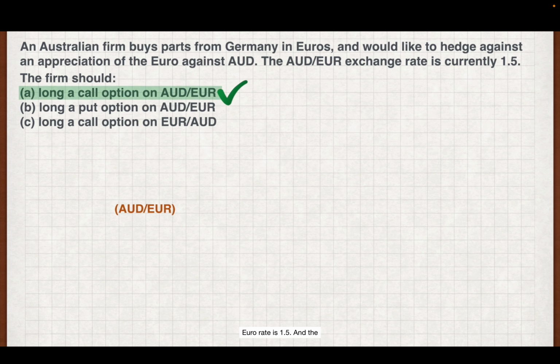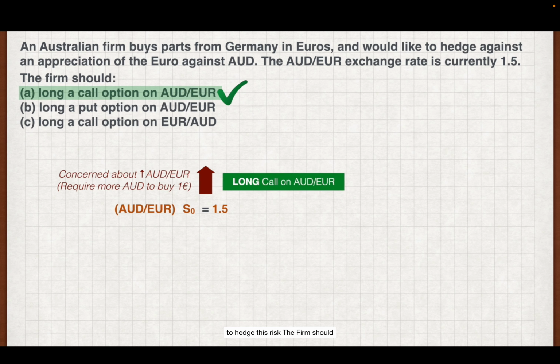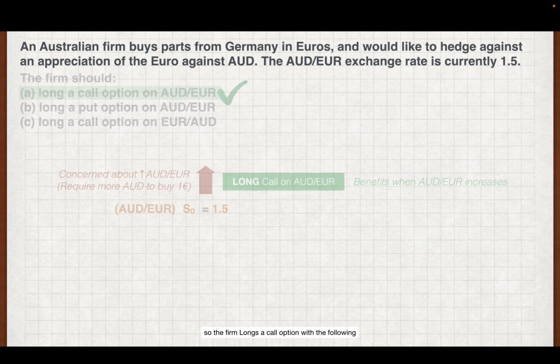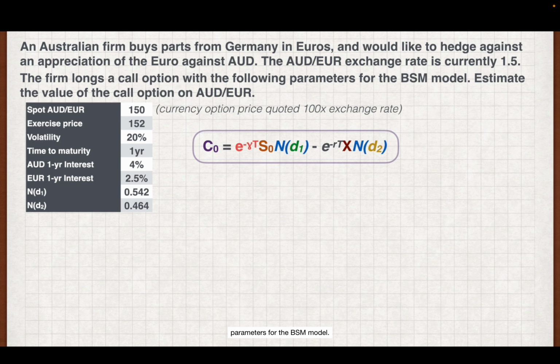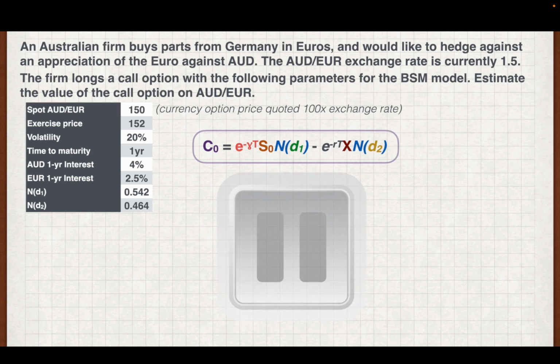The current AUD/euro rate is 1.5, and the firm is concerned that the rate will increase. That is, it requires more AUD to buy one euro. To hedge this risk, the firm should long the call option, that is, it benefits if the AUD/euro rate increases. So the firm longs a call option with the following parameters for the BSM model. Estimate the value of the call option on AUD/euro. Do note that prices for currency options are often quoted in units of 100 times the exchange rate. Pause the video now and work out your answer.